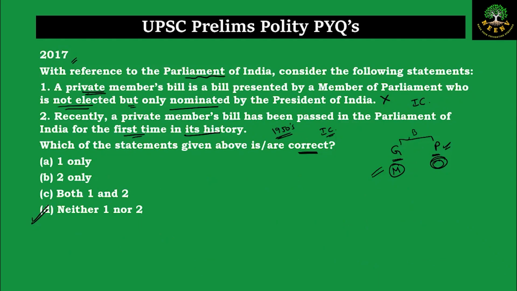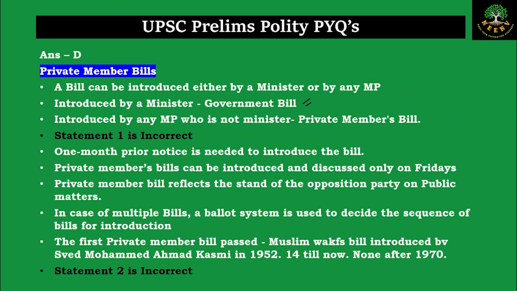So that is why statement 1 was incorrect, because it gave the wrong definition of a private member bill. And when the private member bill is being introduced, it cannot be done on all of the days. It can be discussed and introduced only on Fridays. So a particular day is allotted in the Parliament for the introduction and discussion of the private member bills. And if a private member bill has to be introduced, 1 month prior notice has to be given before the introduction of the bill.